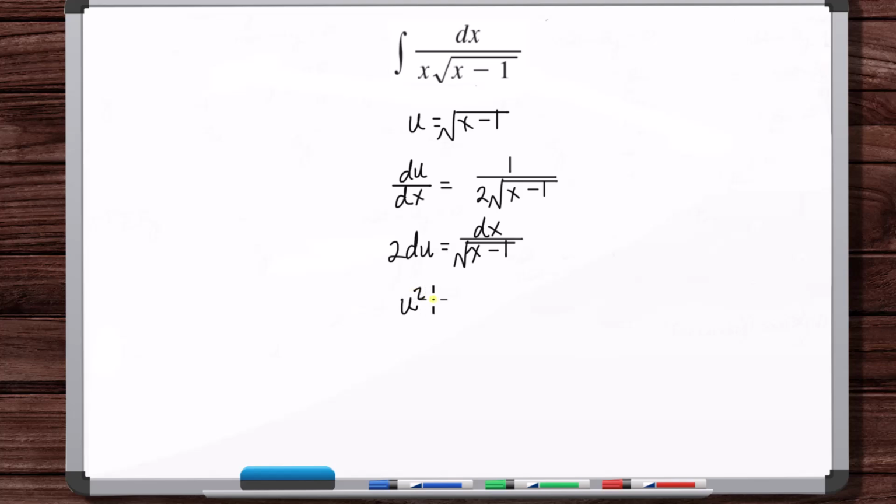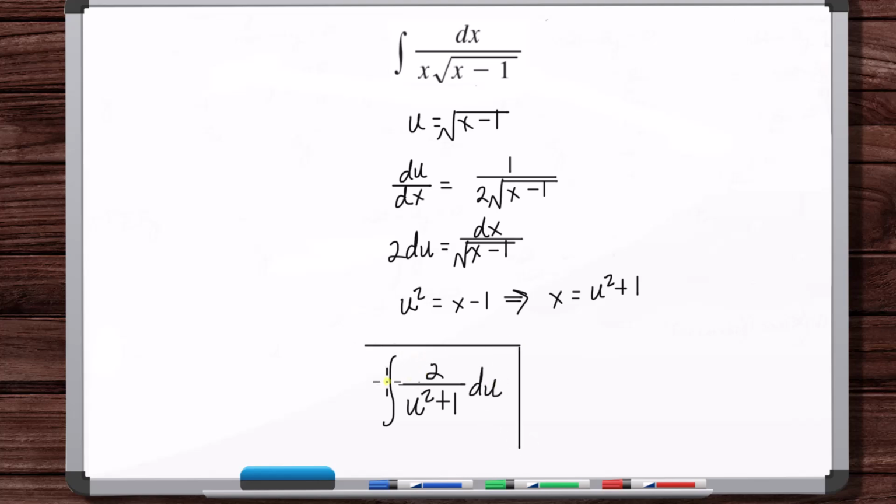So we have u squared is equal to x minus 1. So x is equal to u squared plus 1. Okay, so making the substitution, we've got the 1 over x and then dx. Or no, we're not doing that because dx over the square root of x minus 1 is equal to 2 du. And there you go. There's the rational function integral.